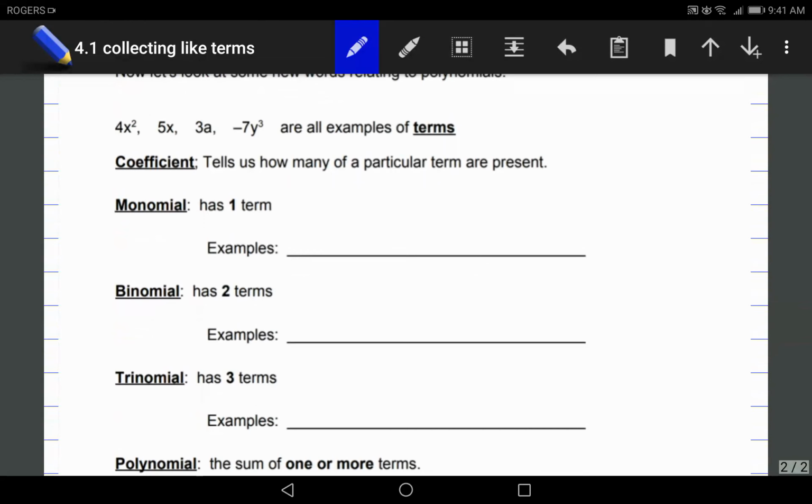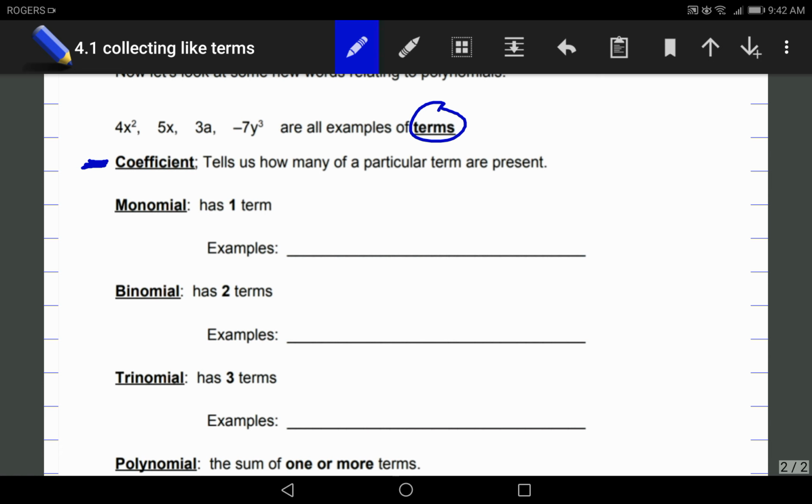3a, negative 7y to the power of 3. These are all examples of terms. Okay? They're all examples of what's called terms. I've already described to you what the coefficient means. So we need to learn this terminology, just like, again, if you were learning a language, you need to know what vowels are and what consonants are, and you need to know what syllables are, and all of these things. You need to learn that to properly learn a language. Well, we need to learn this terminology to also learn our language.